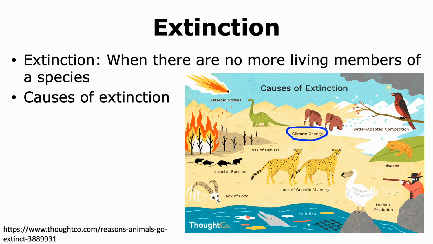Climate change is also another factor that can cause extinction. Climate change can cause the loss of habitat as well as the lack of food, which can cause extinction. Finally, human activity like predation, introduction of invasive species, as well as pollution can cause extinction.